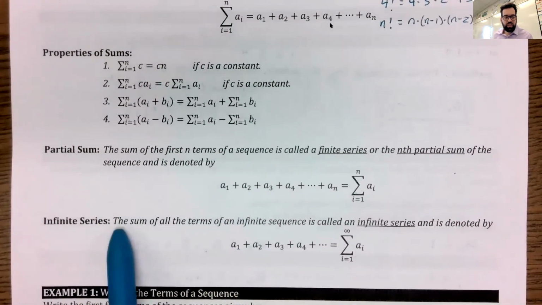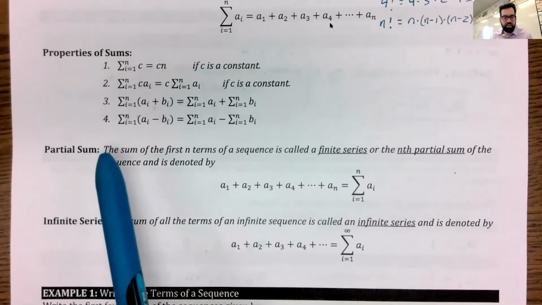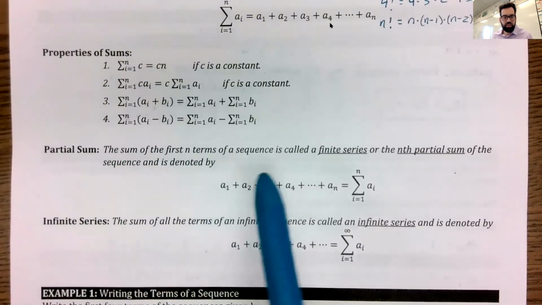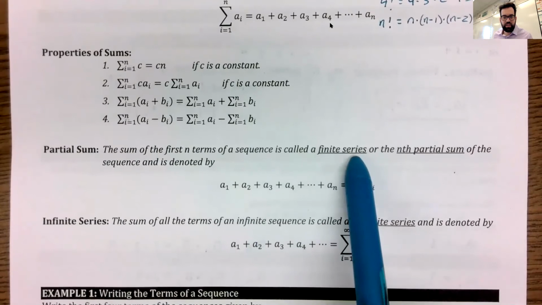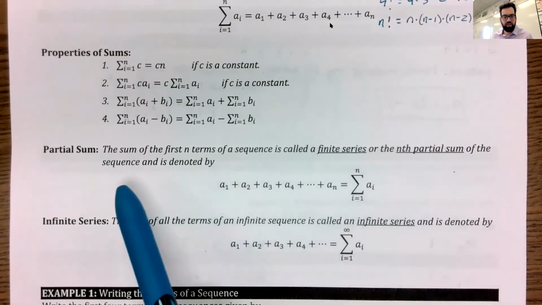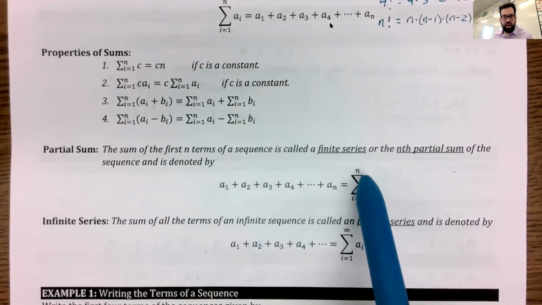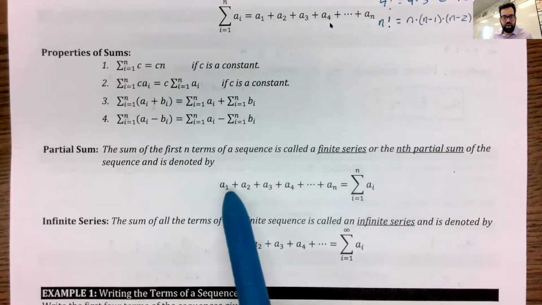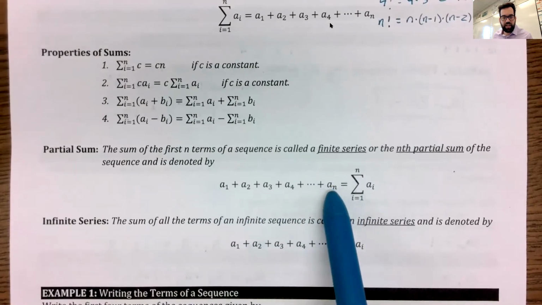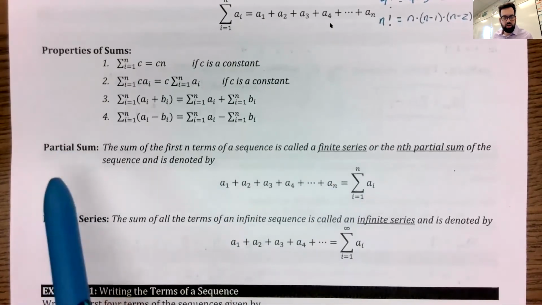We have two more things here. A partial sum. The sum of the first n terms of a sequence is called a finite series, or the nth partial sum of the sequence. N is denoted like this. Notice that the upper bound of our summation is just an n, and the sum stops at a sub n. That's called a partial sum.